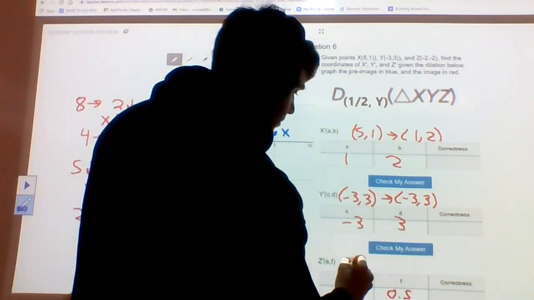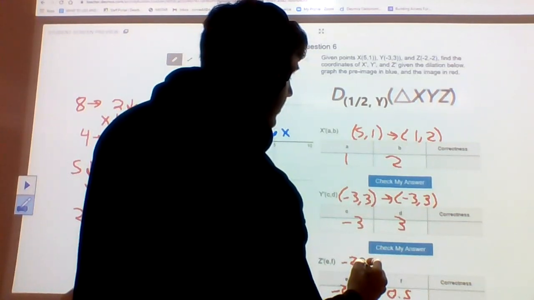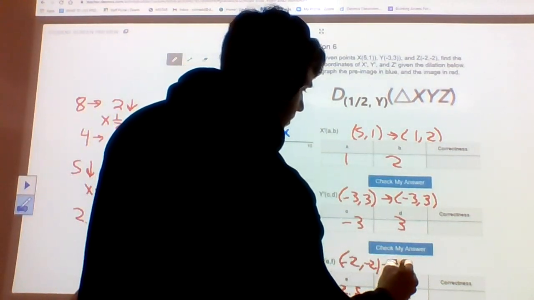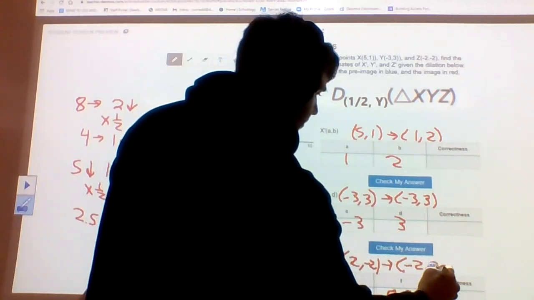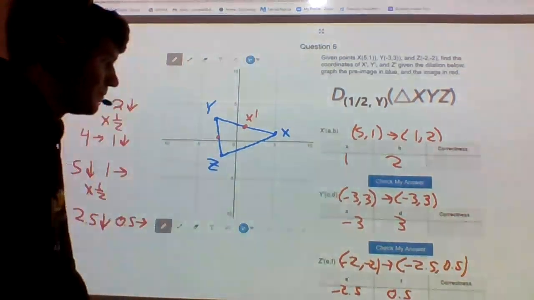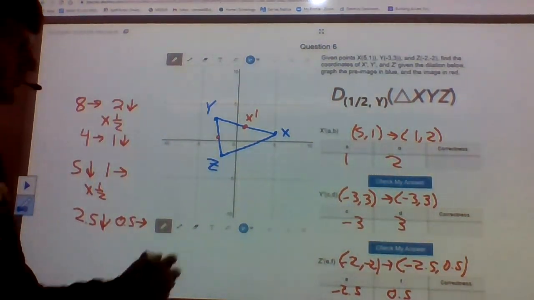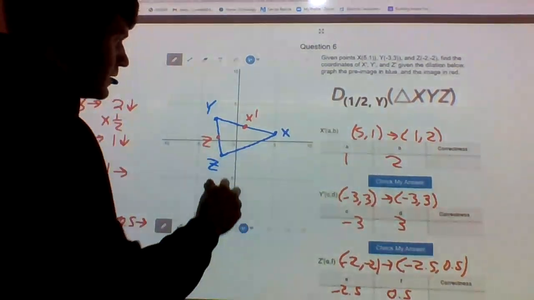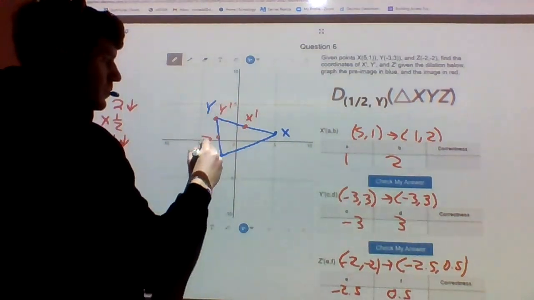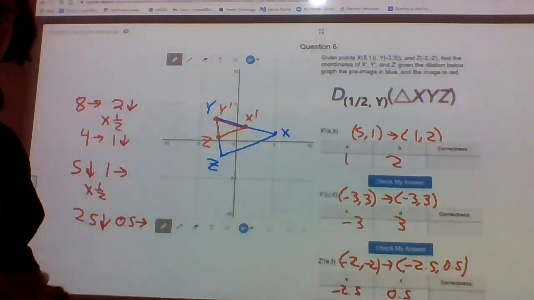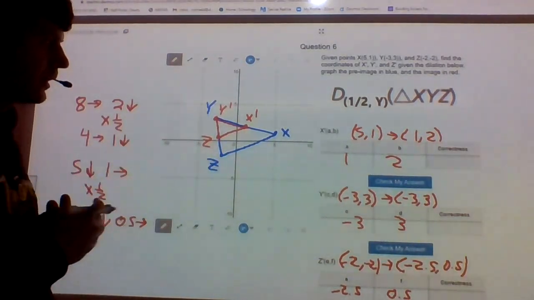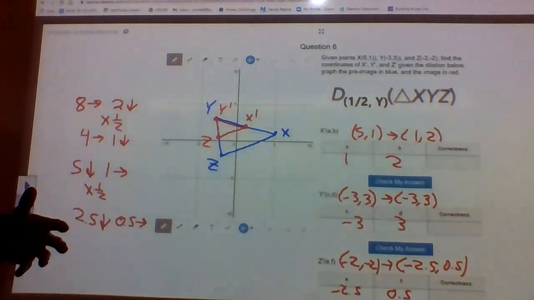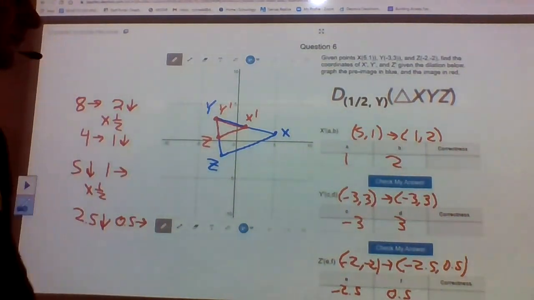So we're going from negative 2, negative 2, and we're going to negative 2.5, 0.5. Okay, so that's z prime. Then as we said again, y is the center of dilation, so y prime stayed the same. So y prime is the same spot. And there's your contraction, your dilation, right? All those points are getting half as far away from point y. It's shrinking in size by a half. Or really shrinking in size by 2, but getting half as big.